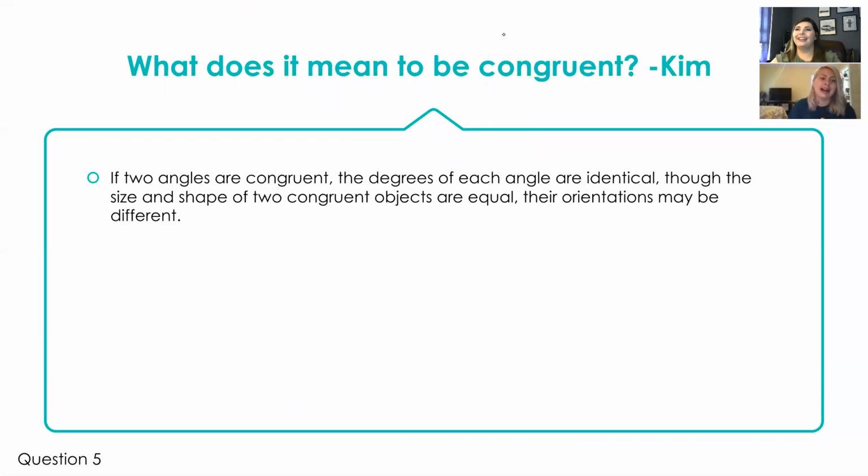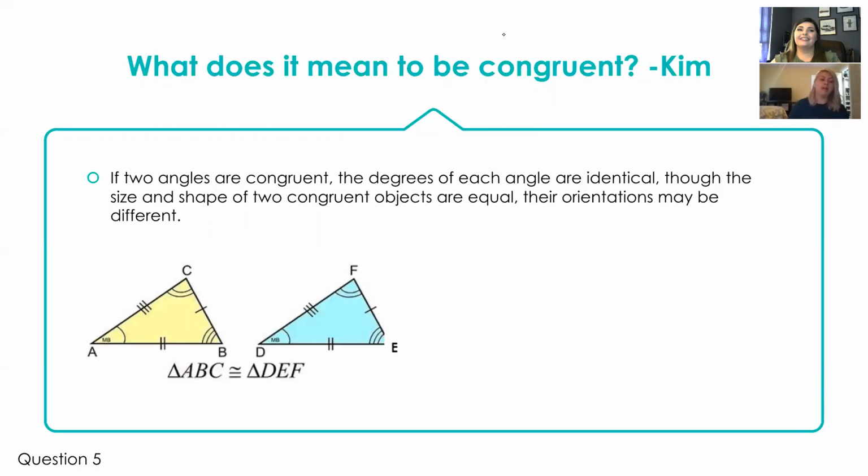Looking at our first image, we see that these angles and shapes all look the same. There's no rotation, there's no reflection here. We could see that A, B, and C is congruent to D, E, and F. We can also see that the angles are the same, and the shapes are in the same place relative to each other.